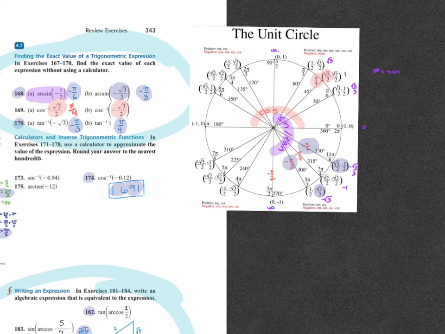Cosine negative root 3 over 2. I'm looking for where the x is negative root 3 over 2 on the top of my graph, which is here. And that angle is 5 pi over 6. And then the last one is tangent. So tangent negative root 3 is down here. And that angle is negative pi over 3. Tangent of positive 1 is here. And that angle is pi over 4.